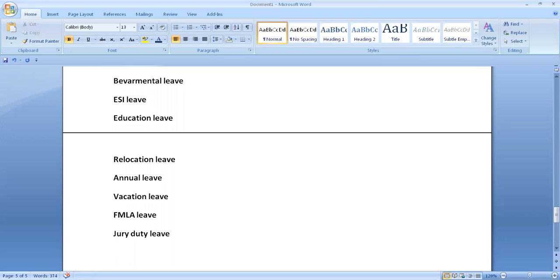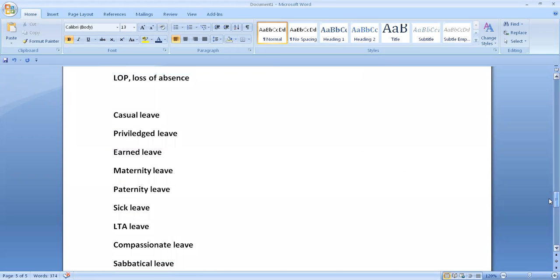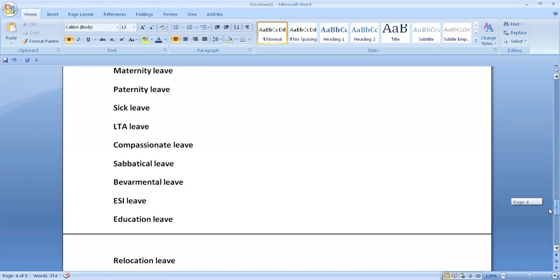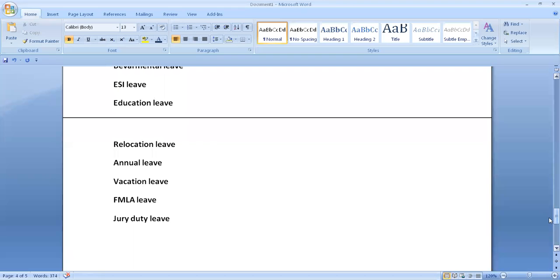Whenever the companies get registered, these are some of the leave types that we are discussing. Leave types: casual leave, privileged leave, earned leave, maternity, paternity, sick leave, LTA leave, compassionate, sabbatical, governmental leave, ESI leave, education leave, relocation, annual, vacation leave, FMLA, jury duty. All these are leaves.